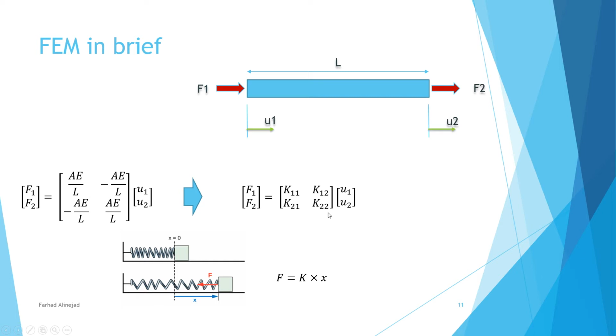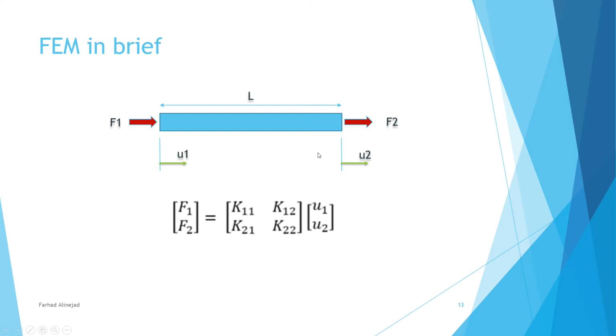And we call this matrix a stiffness matrix because if we reduce the values of these components of the matrix, the stiffness of the system will be reduced. And if we increase the values of this matrix, we have a stiffer system.